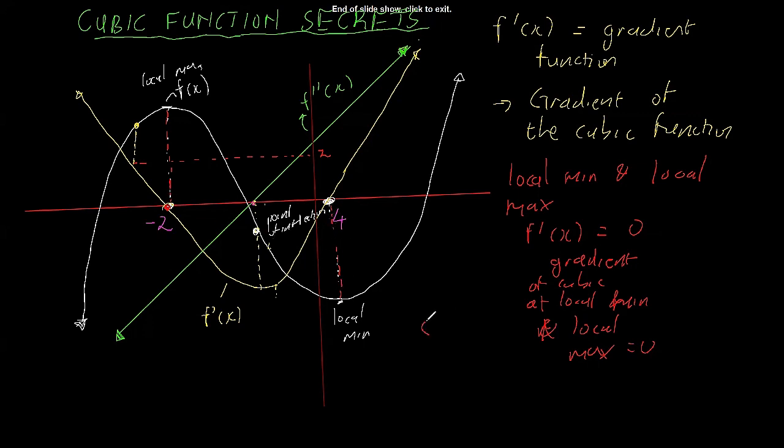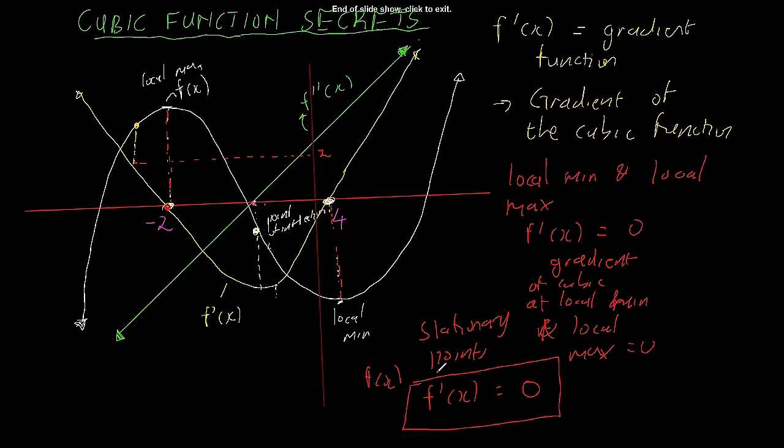Now, this is why every time you are calculating the stationary points, the local maximum and the local minimum, your teachers have been telling you, you need to take your f of x and then derive it. When you derive it, you get what? F prime x. But after getting f prime x, what are you supposed to do with it? You should equate it to 0. Now you know why you equate it to 0. It's because the gradient at the local minimum and the local maximum point is 0. So the gradient at those particular points is 0. Hence, you are taking your f prime x and equating it to 0.